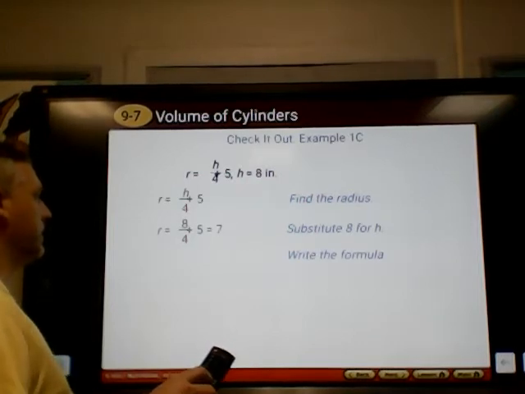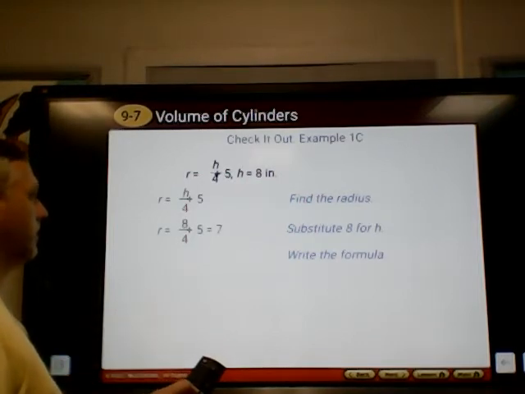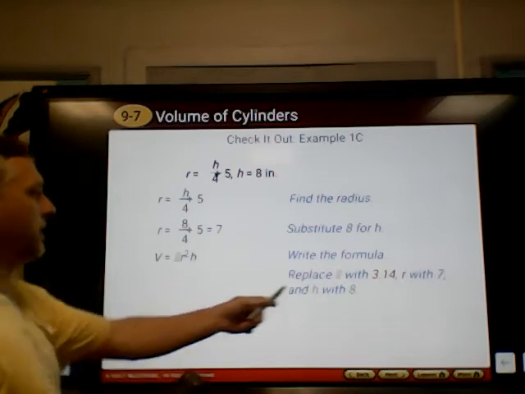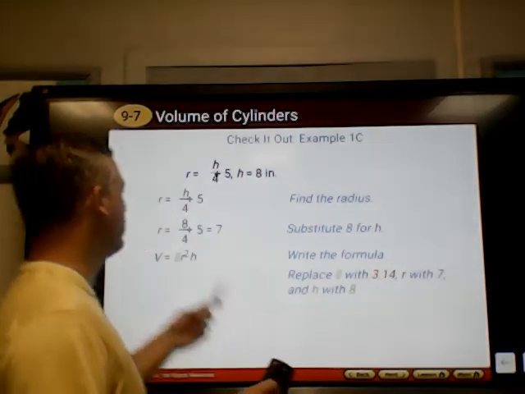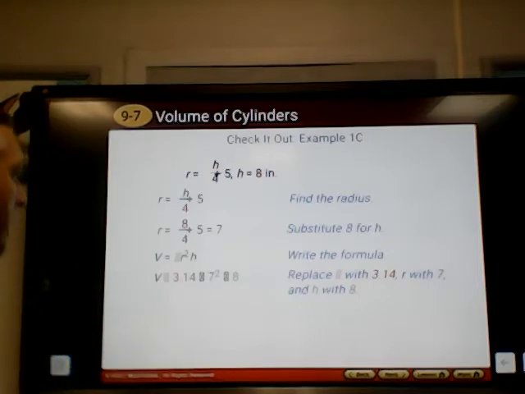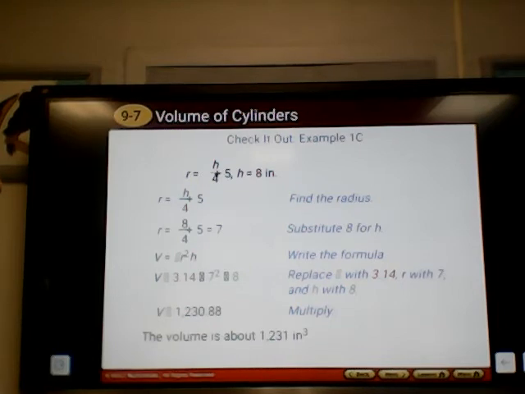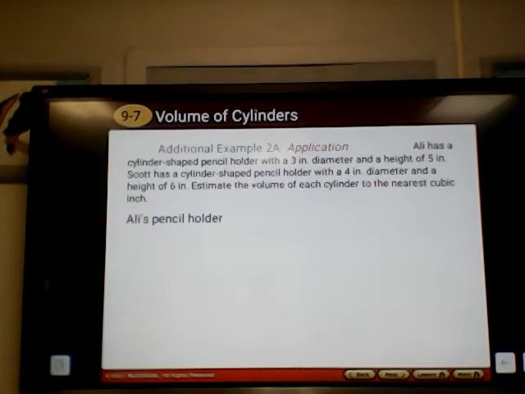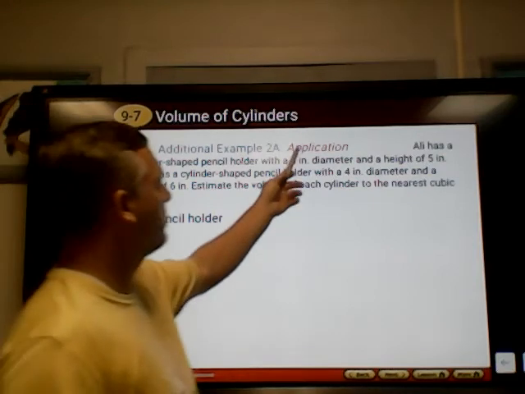There's a radius, so there's our formula. Replace pi with 3.14, radius was 7, height with 8, solve it, and you will get the answer of 1230.88, or around 1231. Now, in example 2, they give you in word form, so you got to comprehend what you're reading. It's the application part.